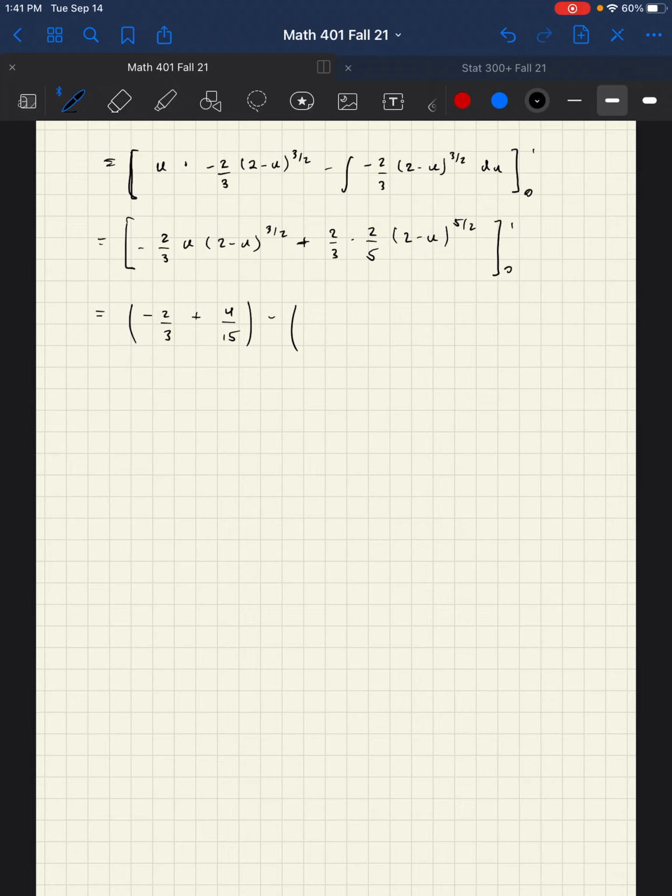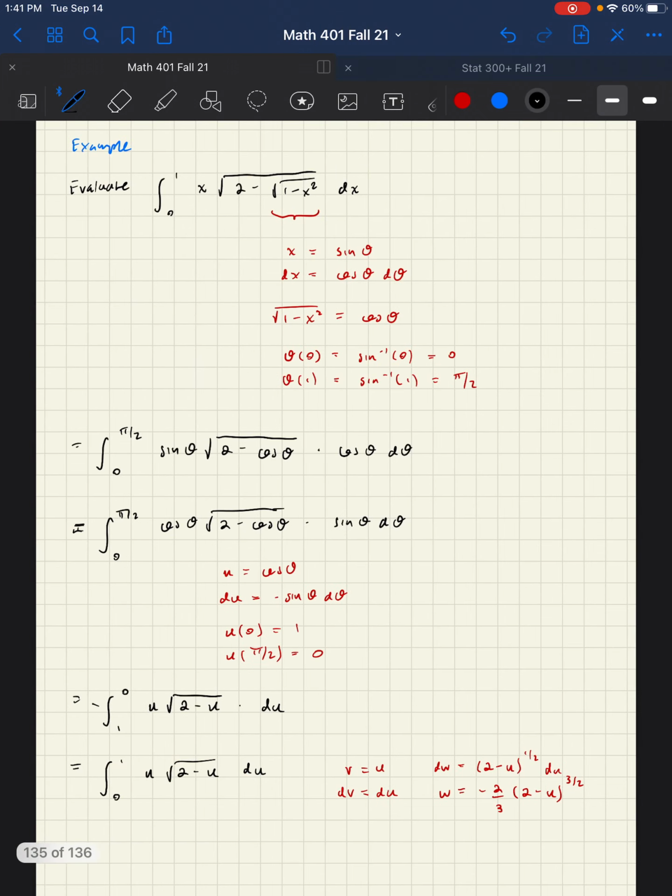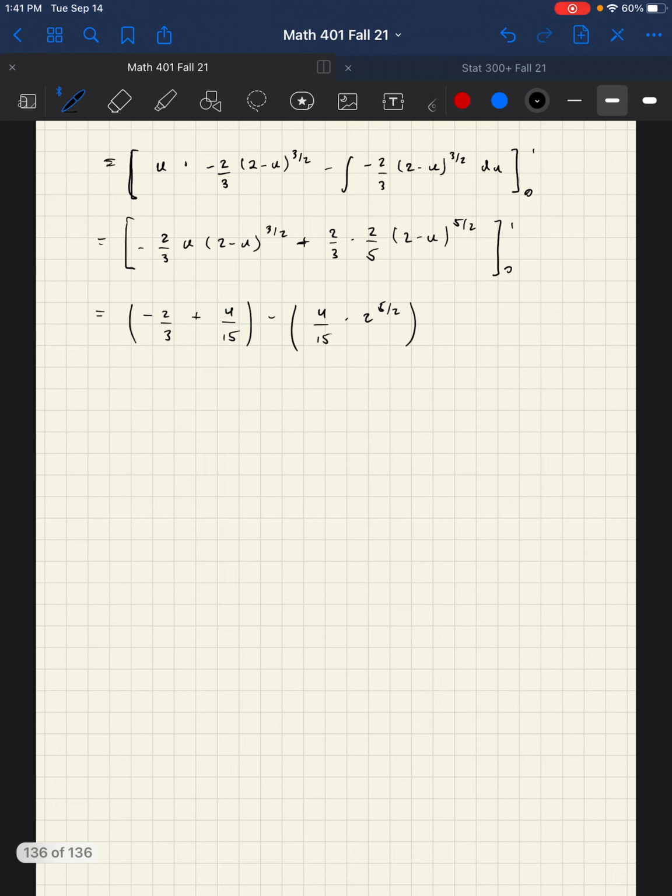And then minus, plug in 0 gives you nothing for the first term. And then for the second term, that's going to give you 4/15 times 2 to the 5 halves. All right, we're almost there. Remember, at this point, we don't have to substitute anything back because we've already transformed the limits and we're almost done.